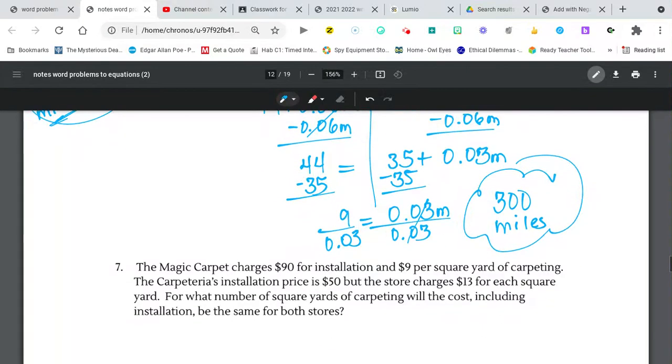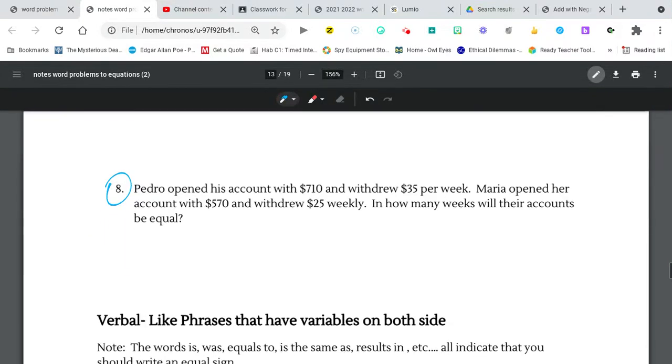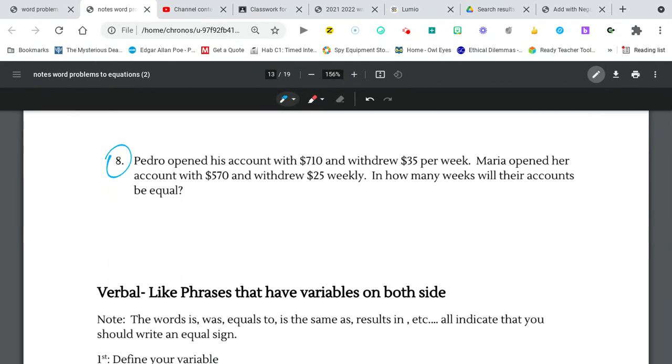All right, and I said that I would not do all of these, so let's look at number 8. Pedro opened his account with $710 and withdrew $35 per week. Maria opened her account with $570 and withdrew $25 per week. I don't know how we open accounts to take money out. You really should be saving. And in how many weeks will their accounts be equal?